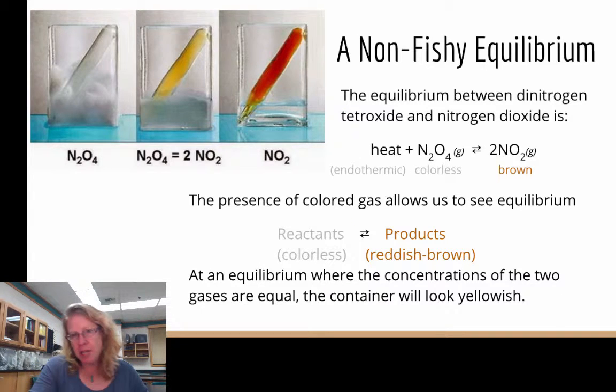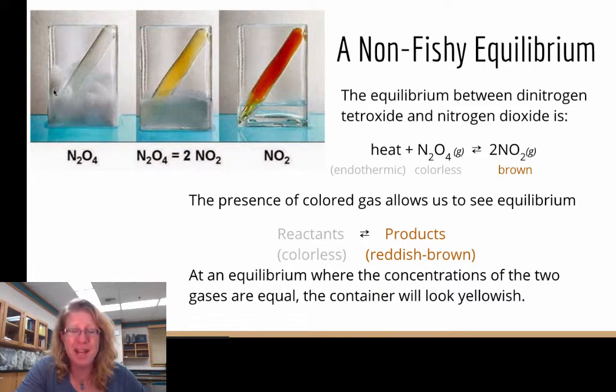Okay, so here's our non-fishy example. I'm going to use this one throughout this particular lesson. We have an equilibrium that's set up here that is a reaction between dinitrogen tetroxide, which is N2O4, and NO2, nitrogen dioxide. So in the pictures up here, you can see the three extremes of this.